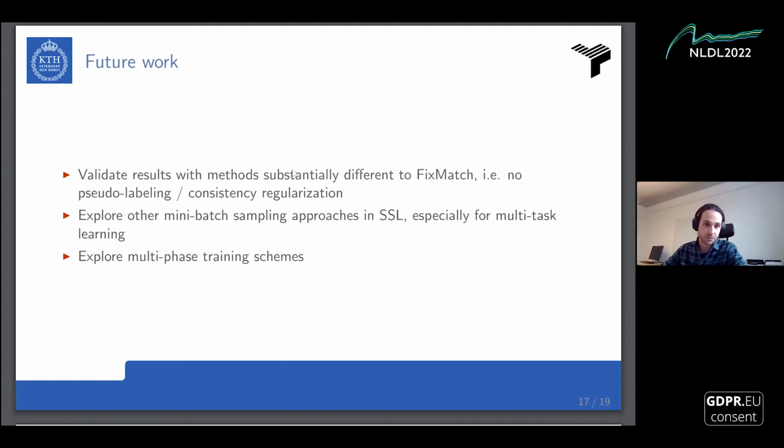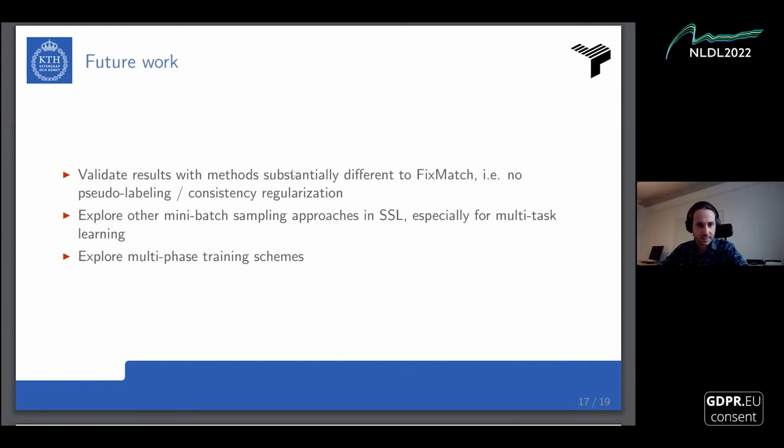Some lines of future work that I wanted to mention. First, this work only did an analysis and showed results on FixMatch. So methods that are substantially different from it might behave differently, and it would be very interesting to see what happens in those. That would be methods that are not using pseudo labeling or are not using consistency regularization.